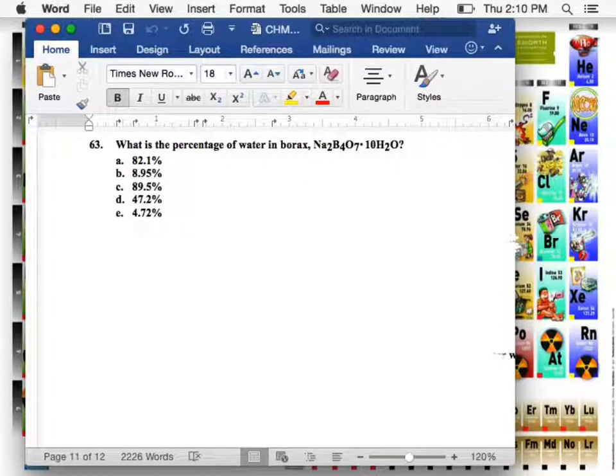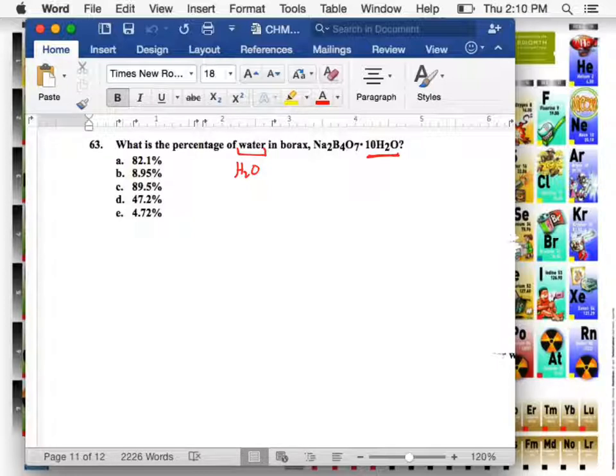Next. What is the percentage of water in borax? Oh, I don't know what borax is. They gave you the formula. Work with the formula. Okay? So I want to know the percentage of water. To answer this, I actually have to know what water is. What is water? Where does H2O show up in my formula? Right there at the end.